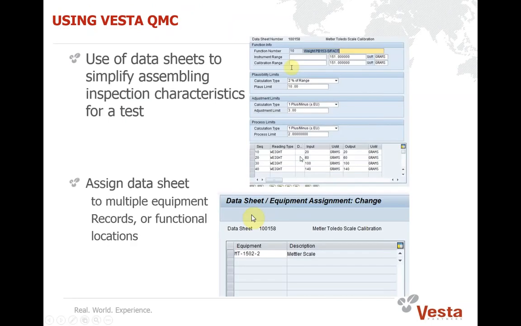This just briefly is what a datasheet looks like. At the bottom here, these are the sequence of readings that the end user will have to take when they do their inspection. And here's an equipment that is assigned. Again, you can assign multiple of the same equipment.